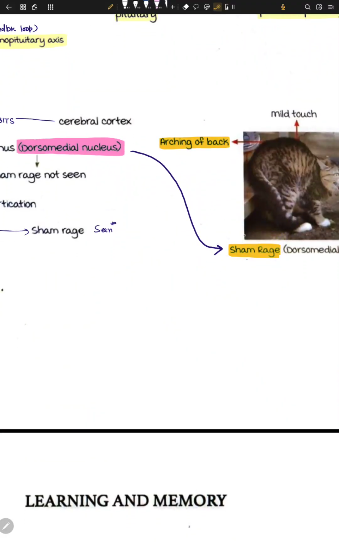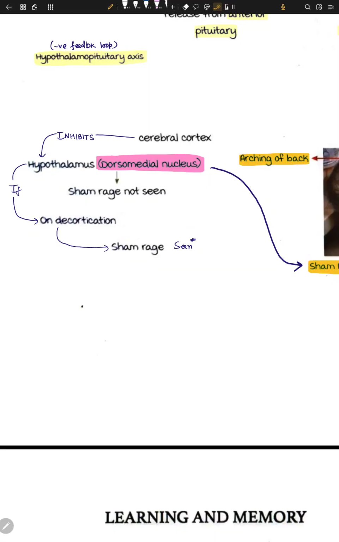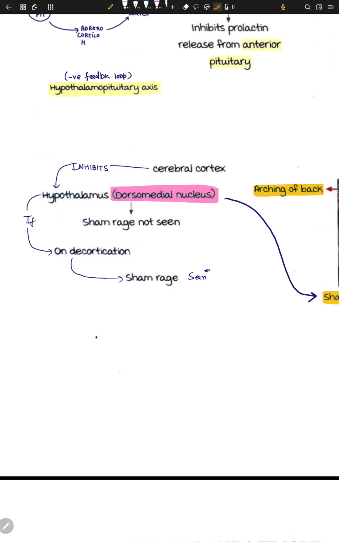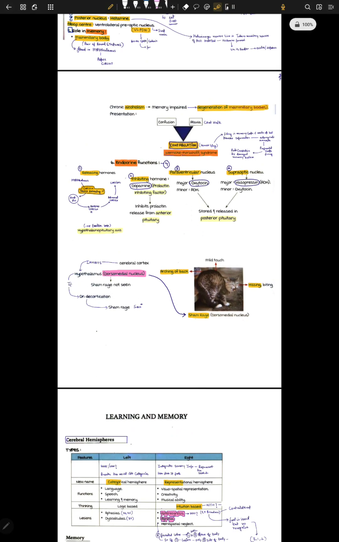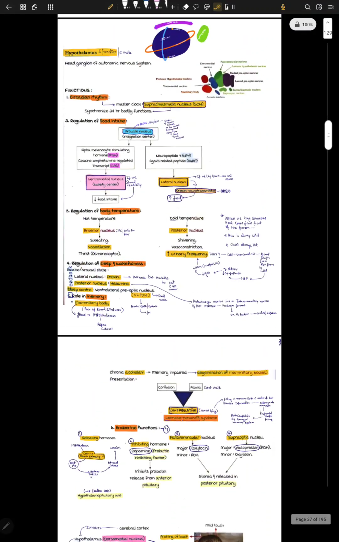A lot of people show sham rage, by the way. If someone shows you sham rage, this guy probably has no cerebral cortex inhibiting the hypothalamus. If the cerebral cortex is removed, we call this decortication. If it's done, you will be presenting with sham rage. So that was the whole hypothalamus.